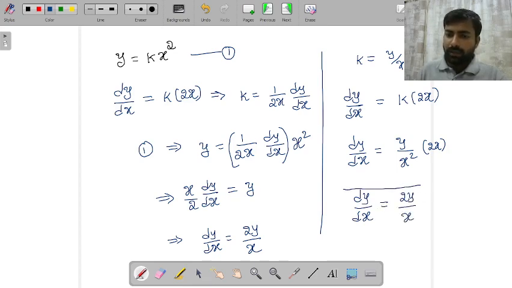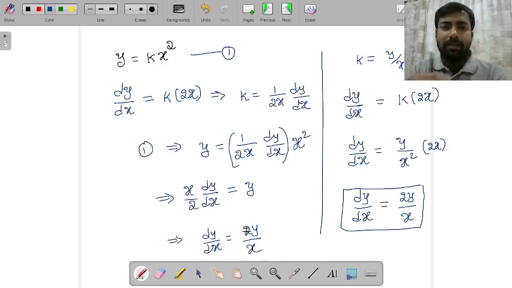So this is the required differential equation, and of course this is the differential equation satisfied by the given family of curves. Okay, since you have one parameter, we differentiated once and we eliminated this constant.